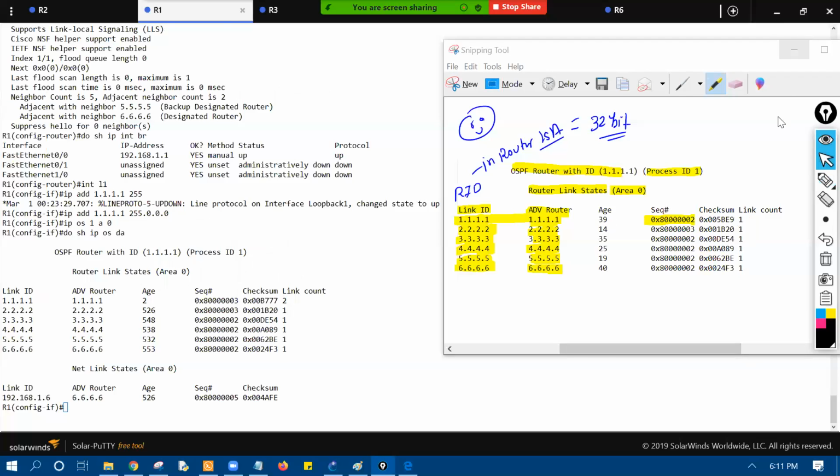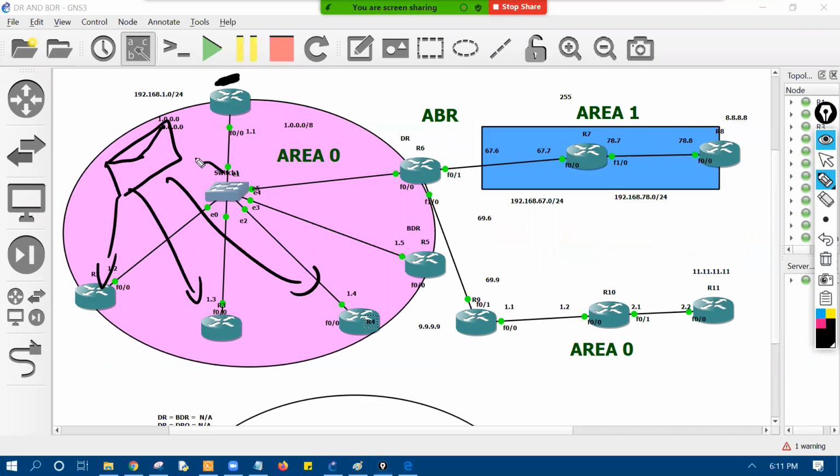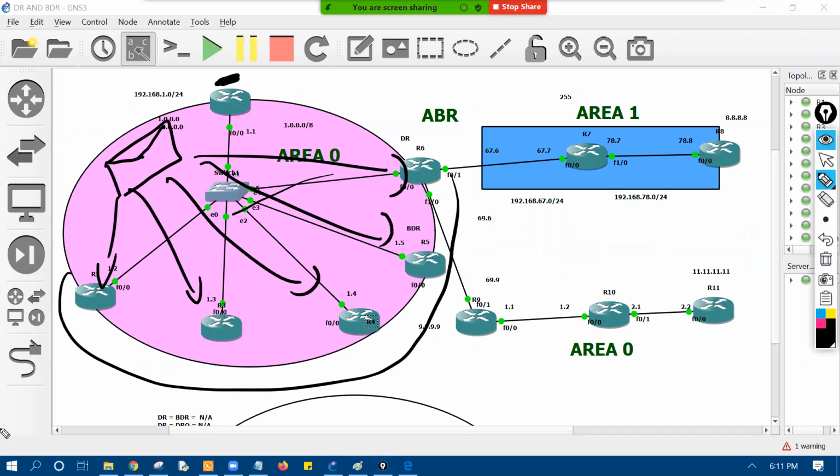See, R1. This is the router LSA that this router has created. For example, you don't know which router this is, right? So R1 is going to share this router LSA to R2, R3, R4, R5, R6. How will this router know which router this LSA is coming from? That's the meaning of advertising router.